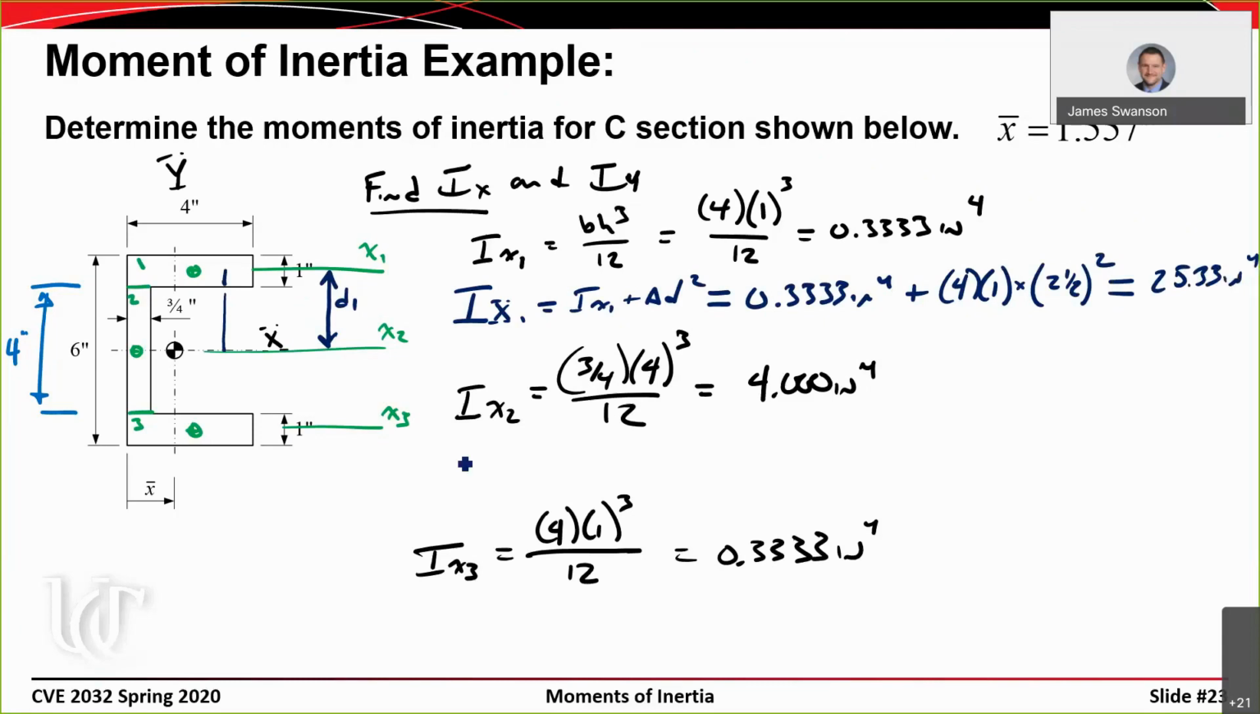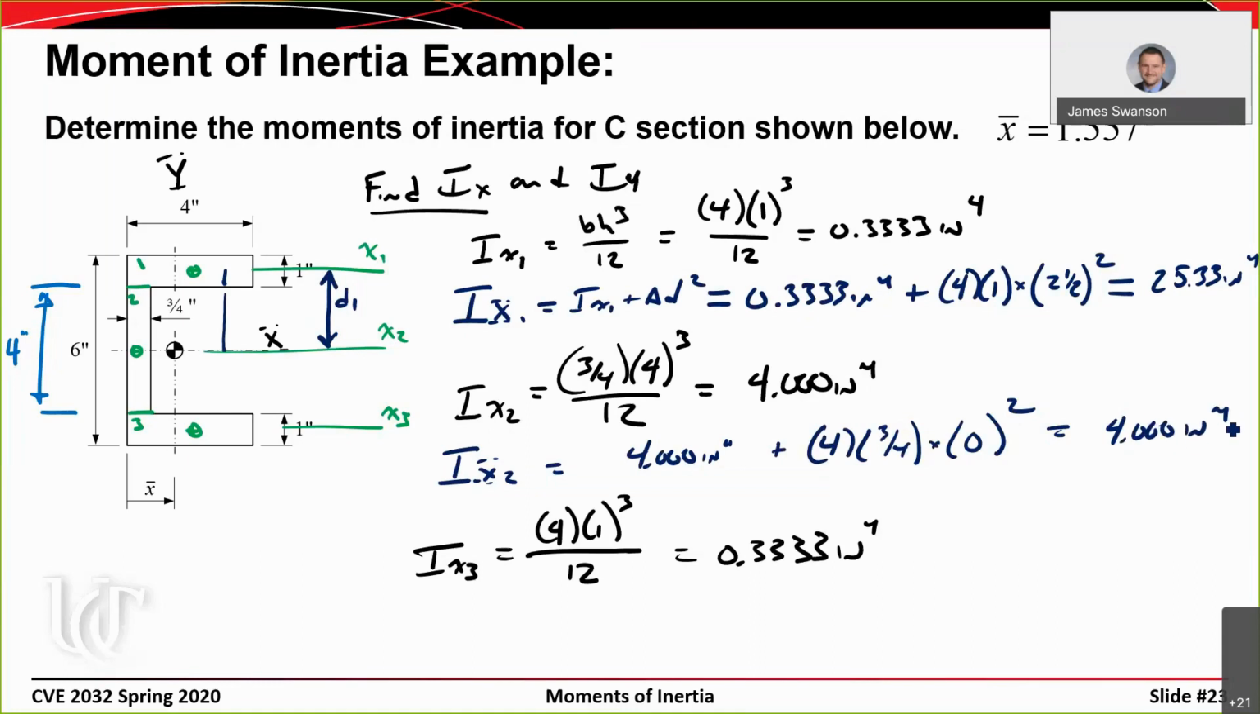Okay, now when I do the second area, I sub x2, this is going to be equal to I sub little x2, 4 inches to the fourth, plus A times d squared. A is going to be 4 inches times 3/4. And in this case, the distance is going to be 0. So it works out that since the two axes are coincident, I really don't need to modify this, but just for sake of completeness, I'll write that out like that.